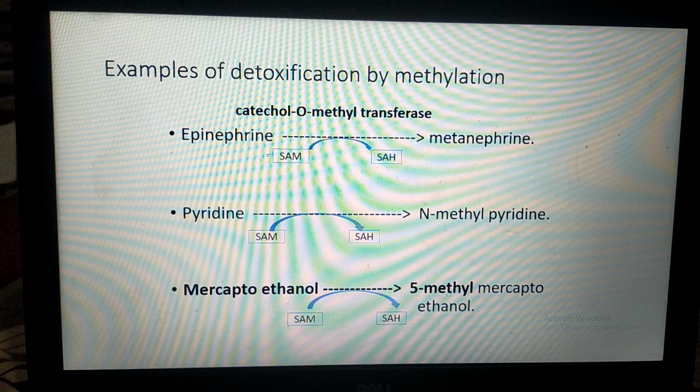The next example is conversion of pyridine to N-methyl pyridine. Again, SAM donates the methyl group in the presence of the enzyme catechol O-methyl transferase, and SAM is converted into SAH. The next example is mercaptoethanol, in which SAM donates the methyl group to form S-methyl mercaptoethanol. The enzyme is the same, catechol O-methyl transferase.